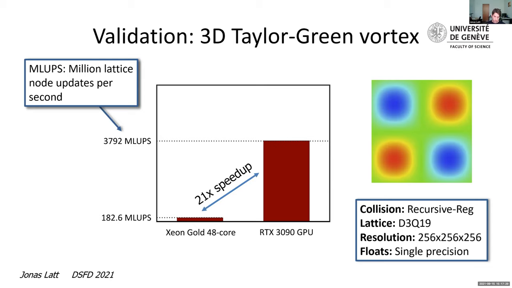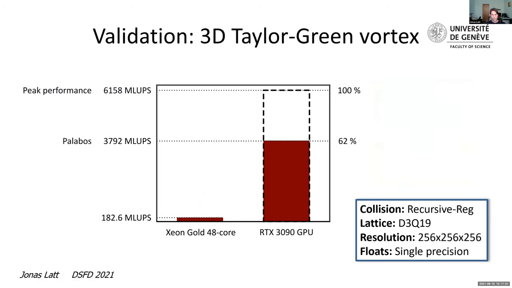Now, we all know that GPUs like single precision. So the speed up is going to be smaller if you go to double precision, but it remains impressive. And this is a speed up which you get with the same code. You have the same Palabos code which runs 21 times faster without any effort on your side. The thing is, 3,790 megalops, is this a good or bad performance?